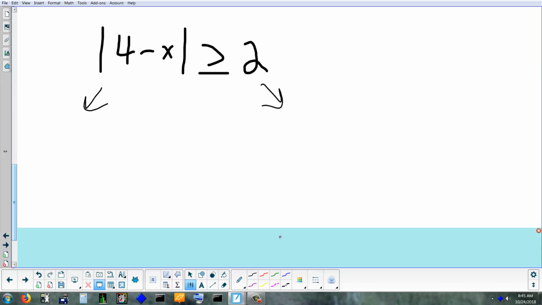4 minus x is greater than or equal to 2. No bars, right? Correct. This side. How about Bethany? What about over here? 4 minus x. So you want the arrow to point towards the 4 minus x. Flip it, very good. What's the number at the end? -2. Excellent. Very good.